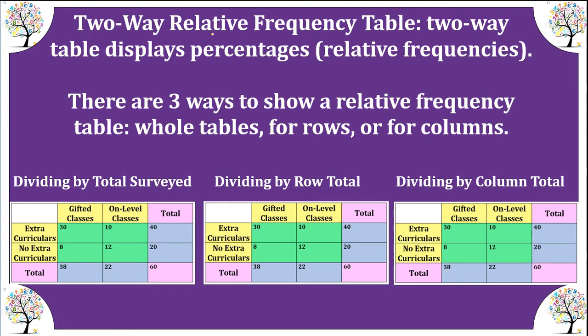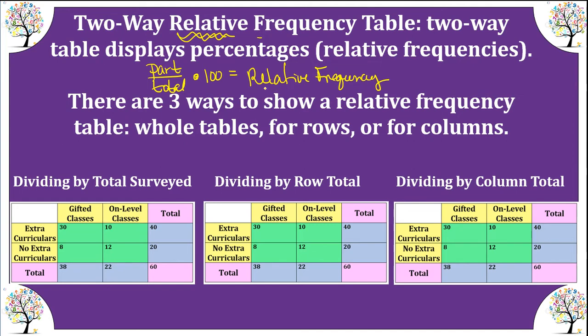Let's talk about two-way relative frequency table. So the word relative simply means percentage. So if you are being asked to find a relative frequency, you will be finding the percent, and it depends on the question asked. So let's review finding a percent. A percent is the part out of the total. That will give us a decimal. Then we multiply that by 100, and that gives us our relative frequency.